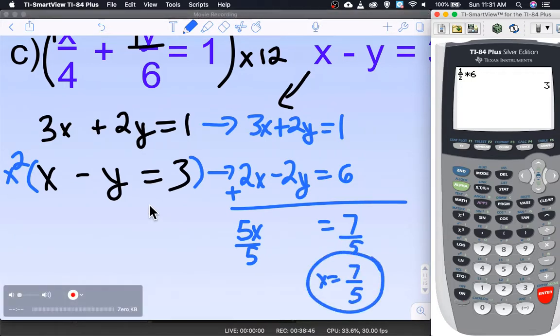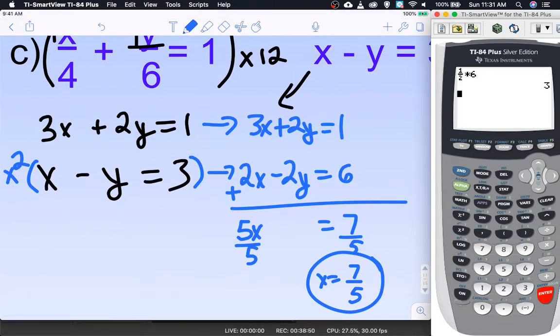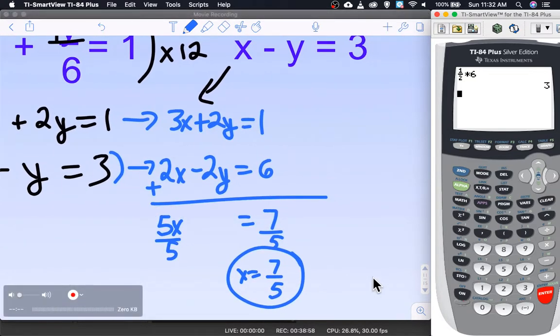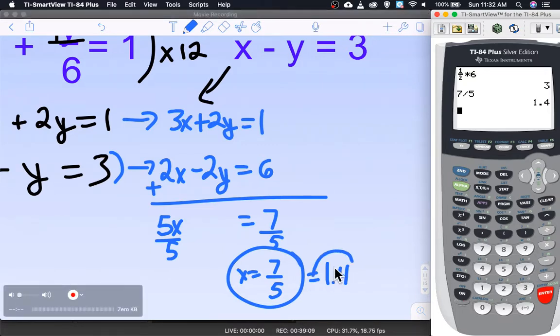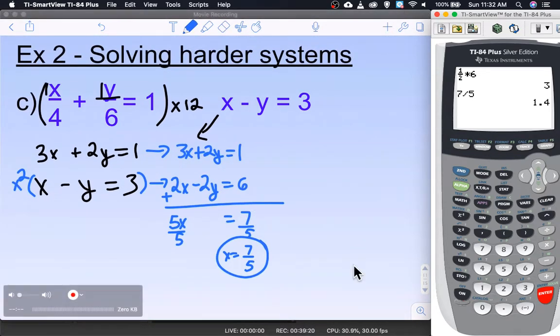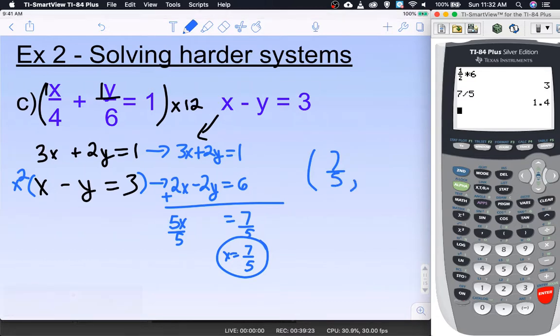I betcha, if you try to solve using your calculator, you're not going to get 7/5 very easily. Now, if you don't like that 7/5 as a fraction, you can divide it. 7 divided by 5 should be 1.4. So you can use the decimal as well. Although typically, if your problem starts with fractions, it ends with fractions. If it starts with decimals, it ends with decimals. So I'm going to keep the fraction. And now, 7/5 is my x value.